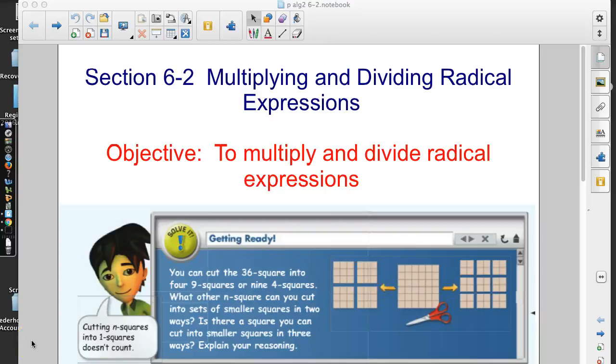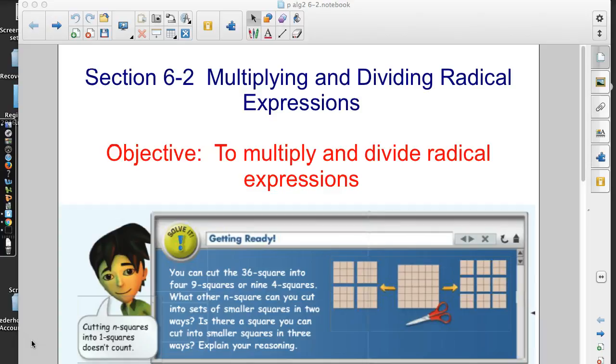Section 6.2, multiplying and dividing radical expressions, which really, that's our objective. We want to be able to multiply and divide radical expressions effectively, but we also have to be able to simplify. Everything that we do in Algebra 2, whatever we get for an answer, we have to recognize when we can take it a little bit further, make it a little bit easier to use, and simplify it.